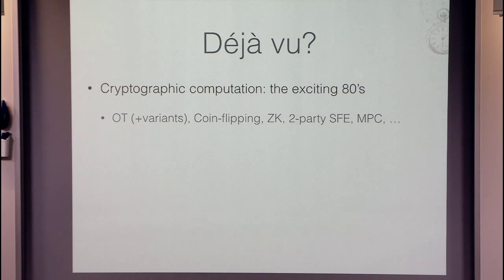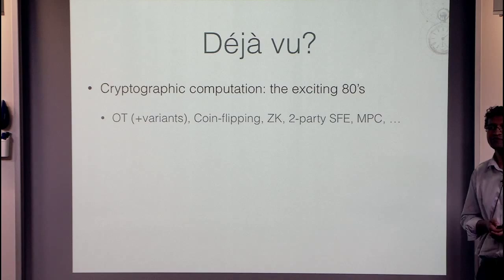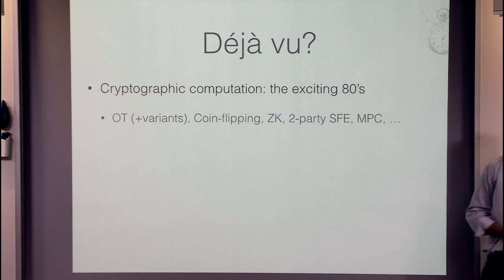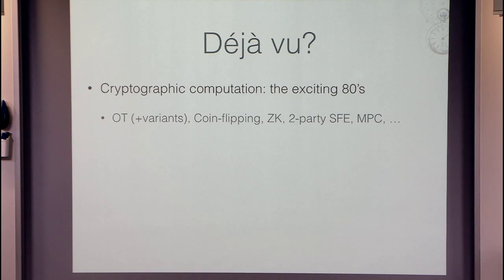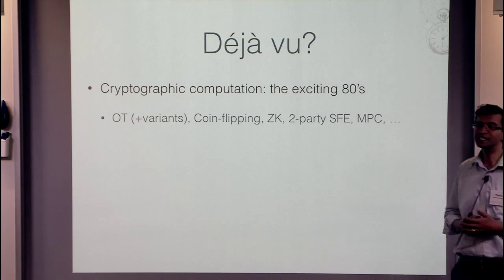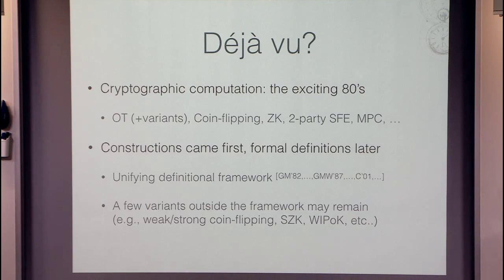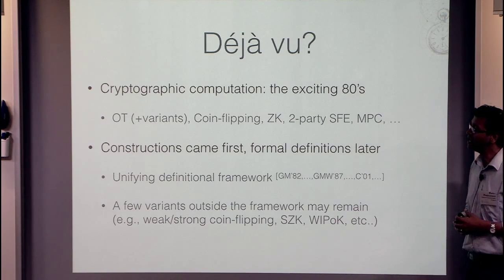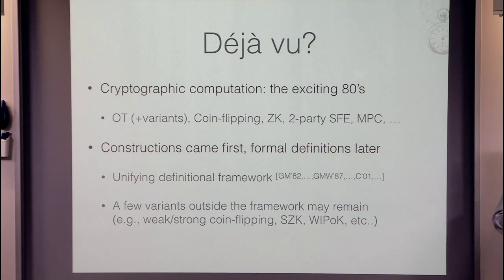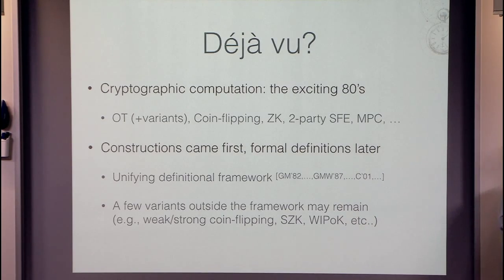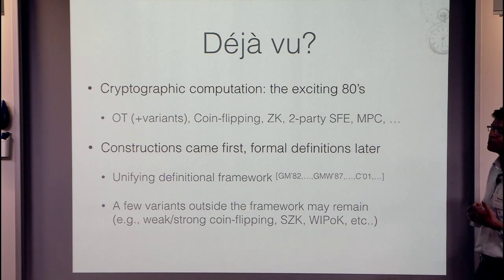I'm speculating that maybe this was how it was in the 80s. Ron can correct me if it's not. I'm just imagining. All these things came about: oblivious transfer, coin flipping over the telephone, zero knowledge proofs, secure function evaluation, more general MPC. They were all very different things when they came out, but over time, now we think of these things just as MPC. And even for something like public key encryption, when RSA came about, we didn't have a formal definition. The definitions came later, constructions came first. And maybe for things like obfuscation and functional encryption, we are in a similar setting now.